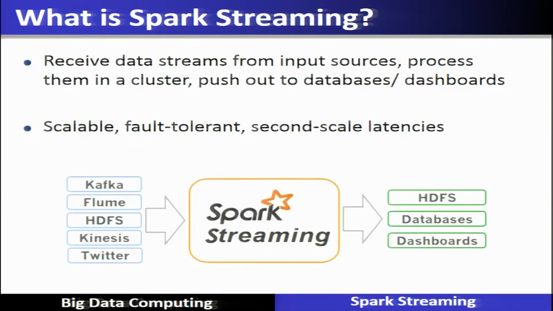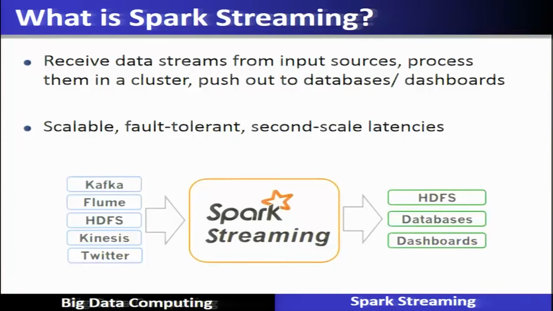Now, Spark streaming receives the data stream from different input sources, processes it in the cluster, and pushes it out to the database or dashboard for its output. Therefore, Spark streaming is scalable, fault tolerant, and has latencies on the scale of seconds.